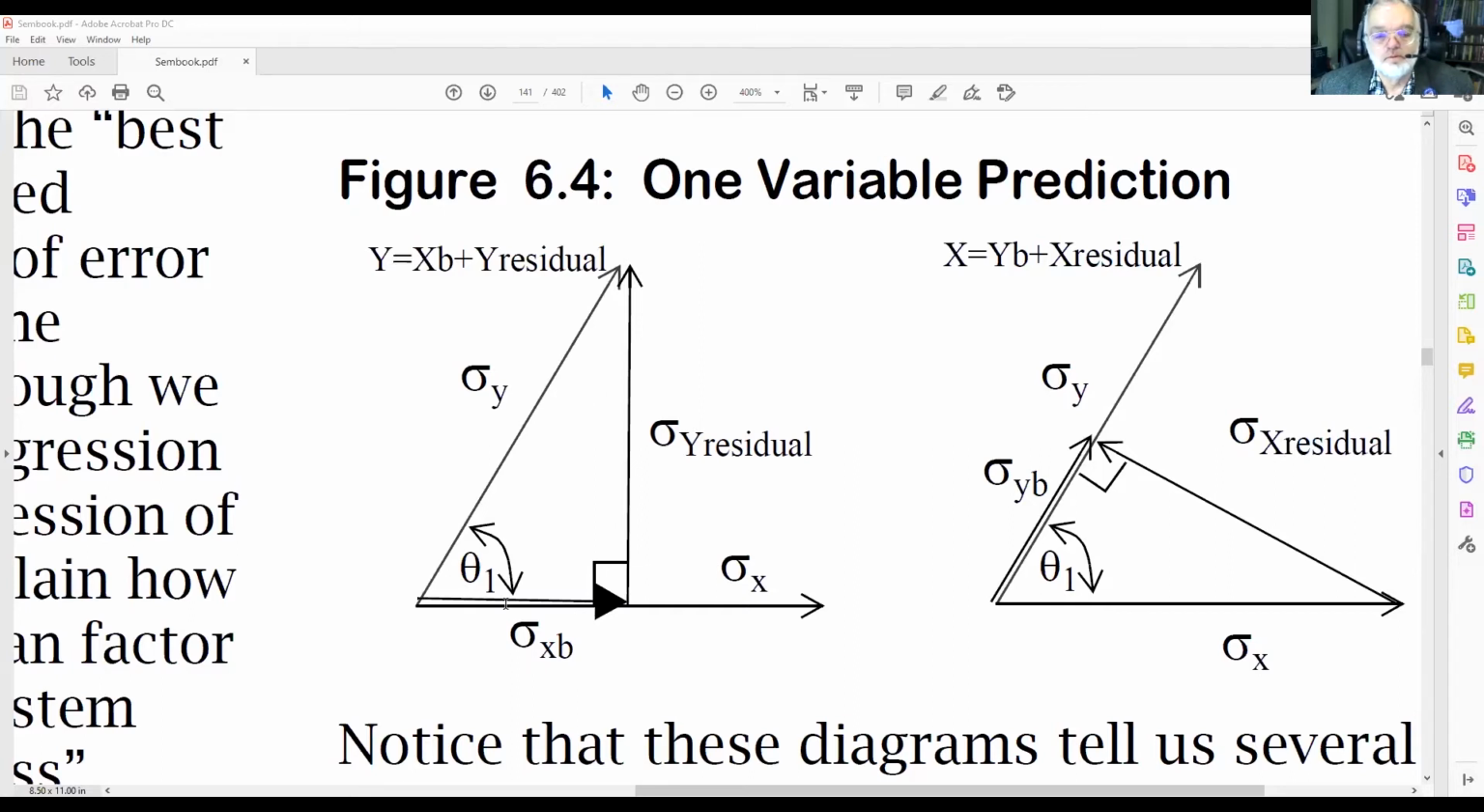And so, the fun thing about this for people who are geometry minded is that it always comes down to the Pythagorean theorem: this squared plus this squared gives me this squared. And since the lengths of all these lines represent standard deviations, it's a little bit easier to think about.